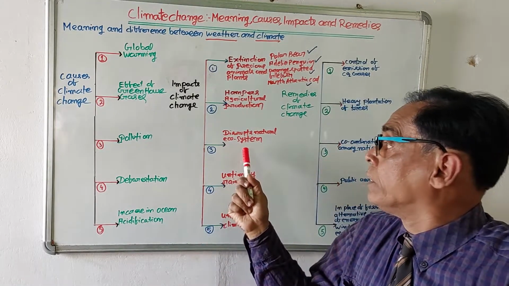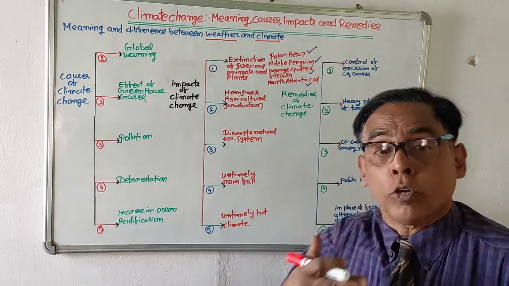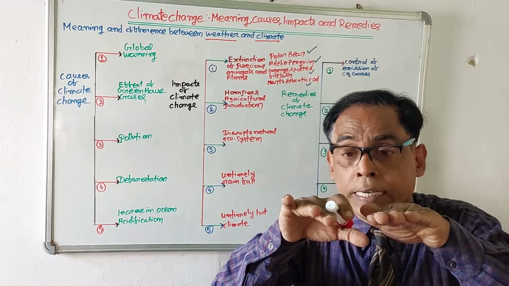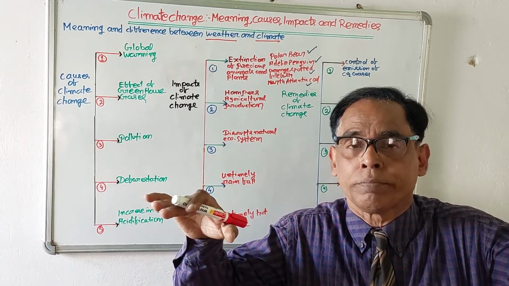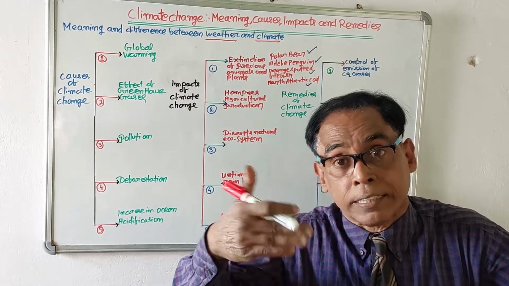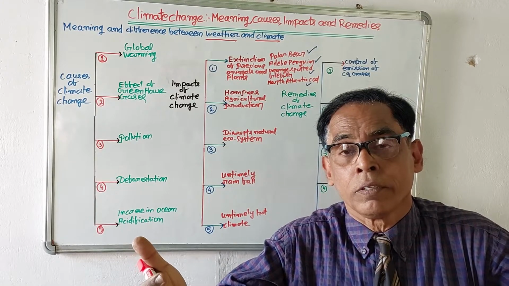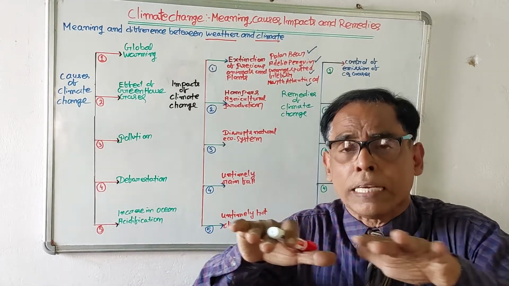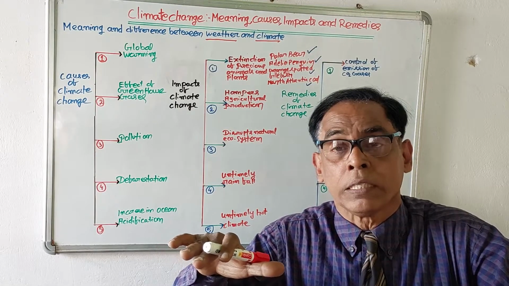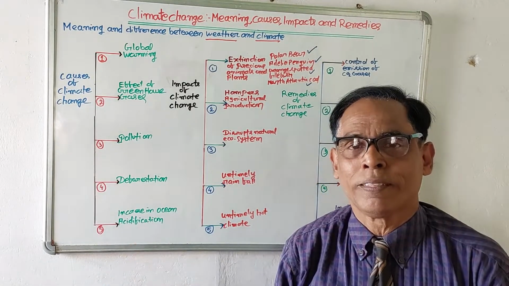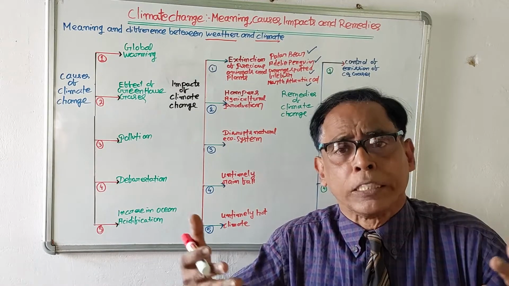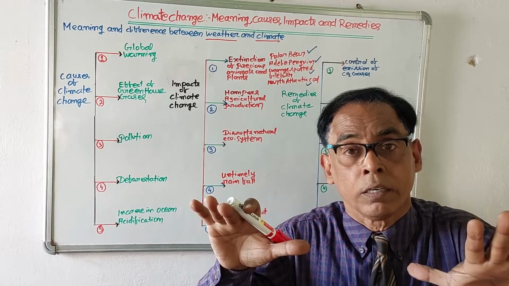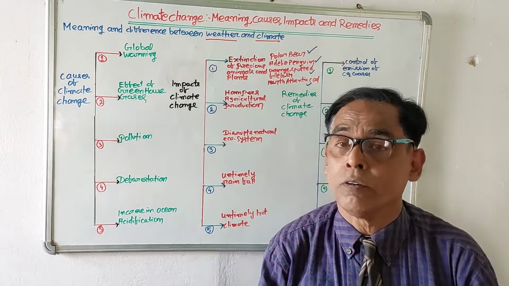Number 3, disrupts natural ecosystem. The world has a natural ecosystem. As climate is changing in an abnormal way, the natural ecosystem is disrupted. So when the natural ecosystem is disrupted, it will be a problem for the living beings of the world.